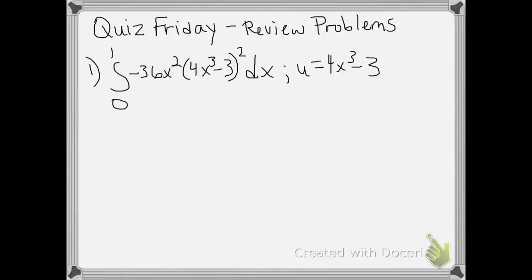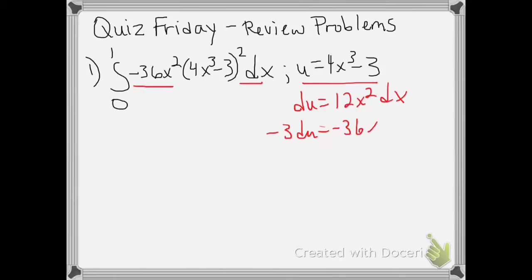Here we go. All right, number 1 through 4, all you had to do was rewrite the integral in terms of u. You didn't have to evaluate it. I will give you the answer in case you want to practice and evaluate it. But here we were already told u, so all we had to do was find du, which would be 12x squared dx. When you look back at your original problem, you need a negative 36x squared dx. So we need to multiply this by negative 3 to get a negative 36x squared.